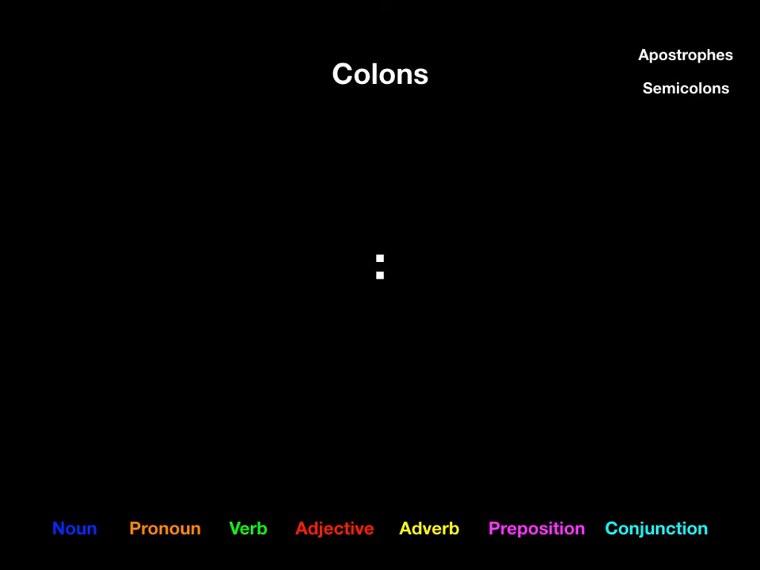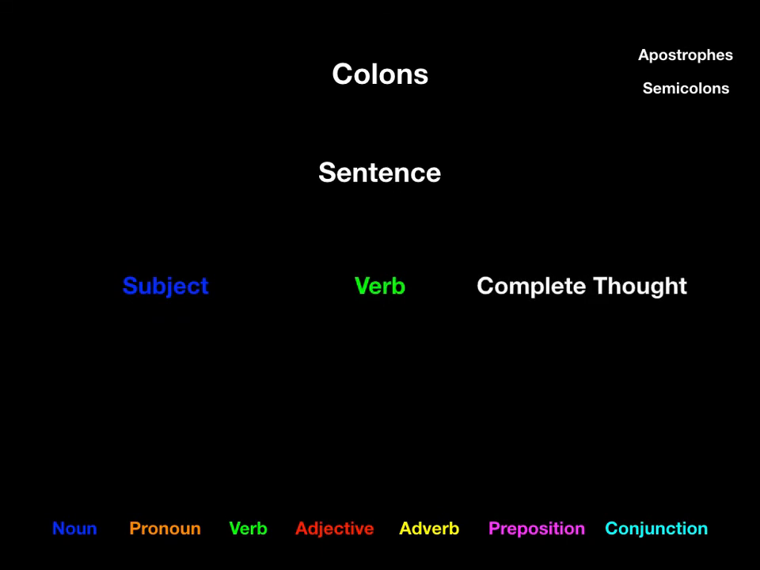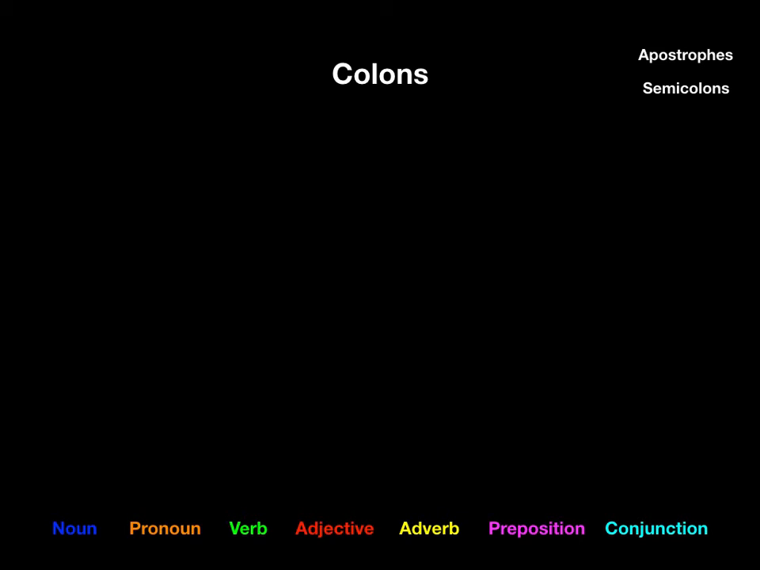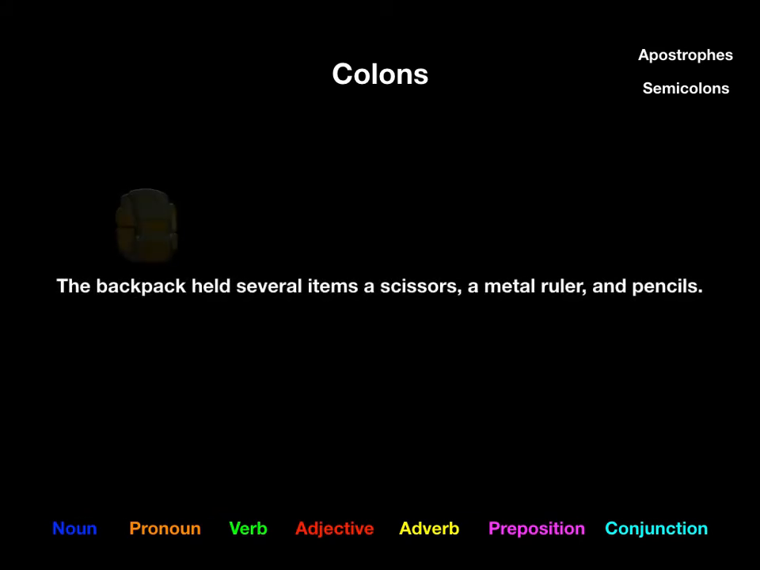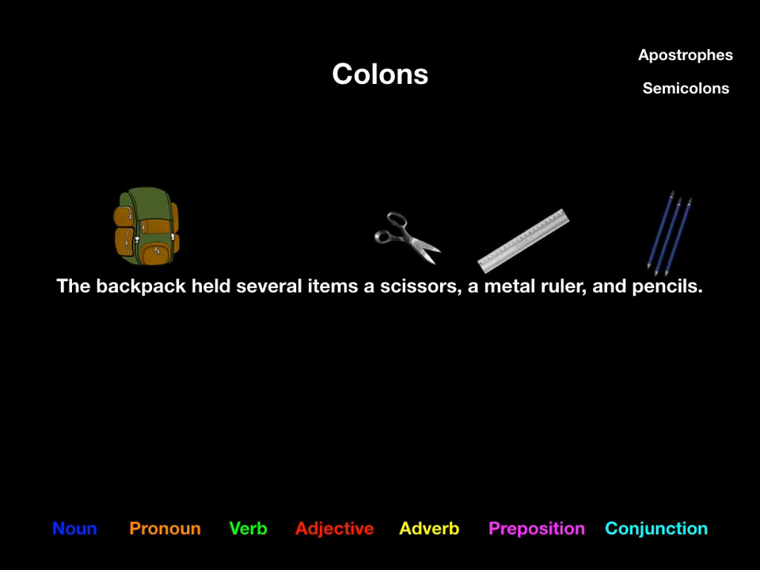A colon is used to introduce a list. However, it is important to note that when we use colons, you must have a complete sentence before your colon. Remember that within a sentence, you must have a subject, a verb, and a complete thought. The last of these will be particularly important when trying to use colons. Let's take a look at this example. The backpack held several items: a scissors, a metal ruler, and pencils. Here you can see that we have a list of items.